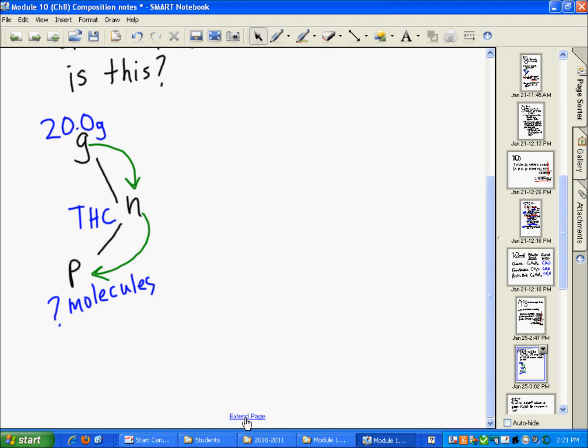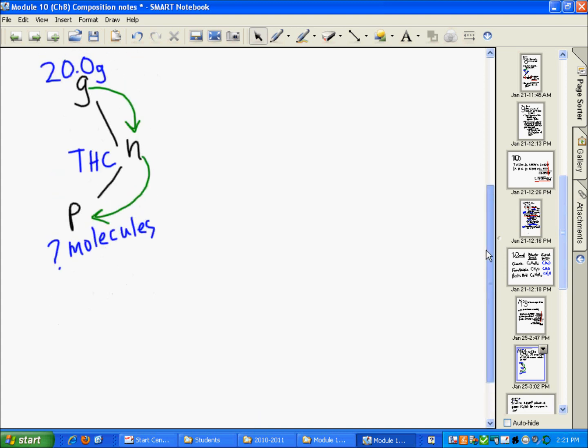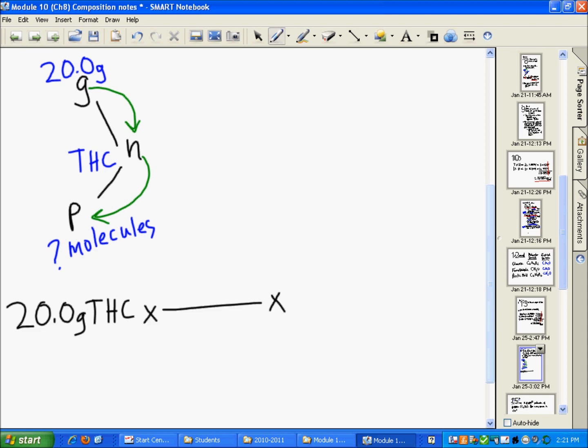So how do we set up the calculation? We'll put 20.0 grams, and we'll put a little THC beside that, just to remind us what substance we're dealing with. Times a line, times another line, because we have a two-step calculation, and then an equals, and we're trying to get molecules as our unit.